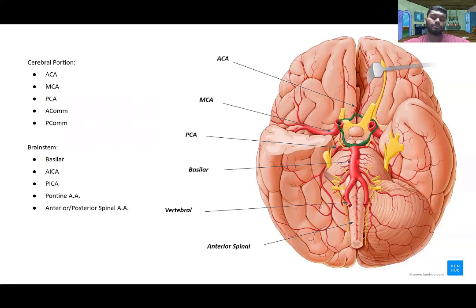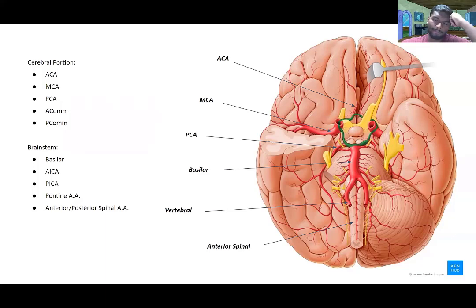Basically, before the vertebral artery becomes the basilar artery, it will give off a branch called the anterior spinal artery, which will then run down the front of the spinal cord and will supply these areas.